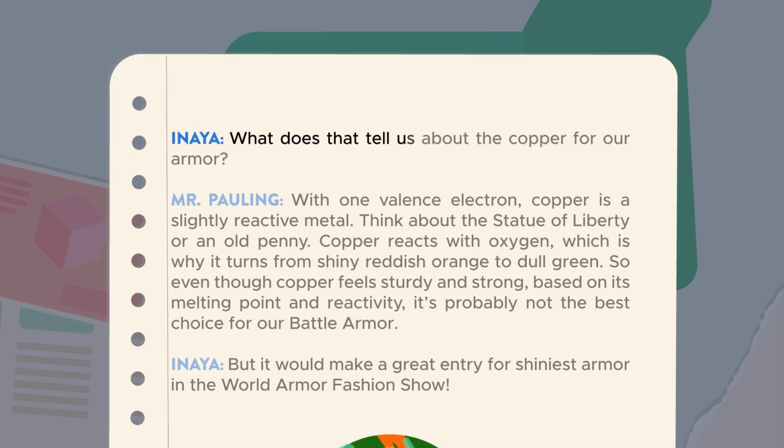What does that tell us about the copper for our armor? With 1 valence electron, copper is a slightly reactive metal. Think about the Statue of Liberty or an old penny. Copper reacts with oxygen, which is why it turns from shiny reddish orange to dull green.